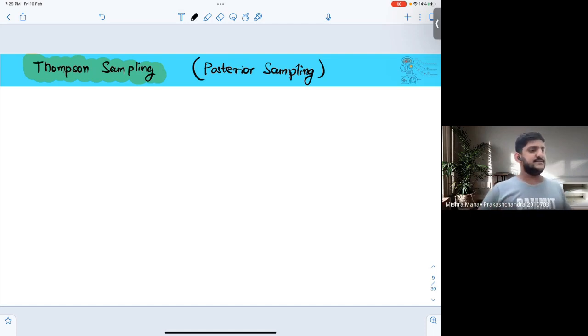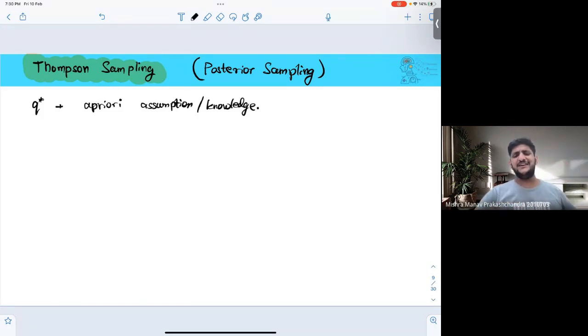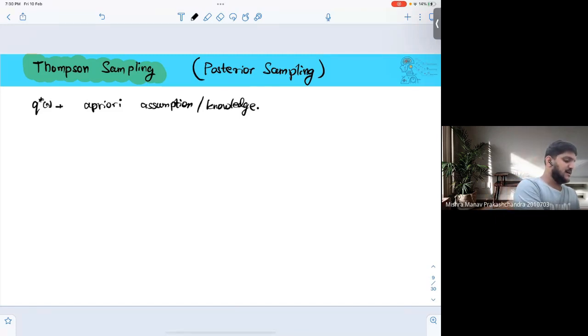In all the sampling methods that we have looked at so far, we do not make any assumption about the original Q star value. So Q star has no a priori assumption or knowledge. It is given as is, and we are trying to get closer and closer to the true value for each arm. Okay, maybe this is for arm A.